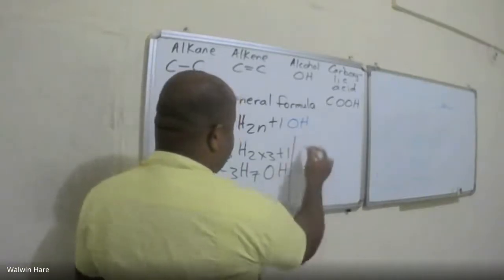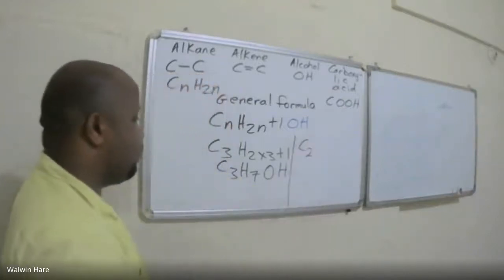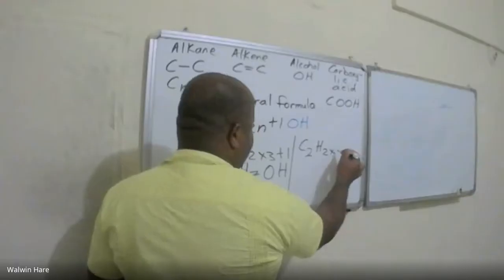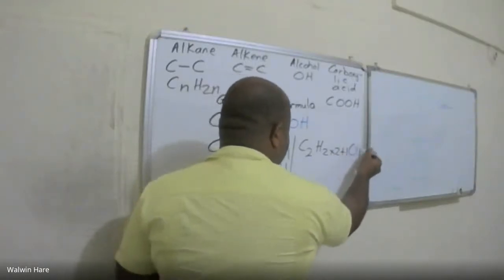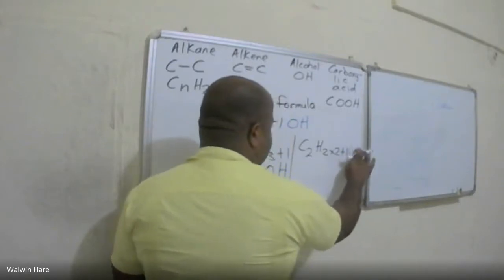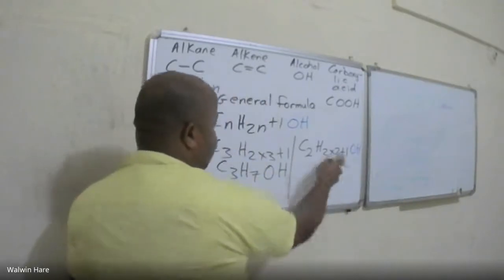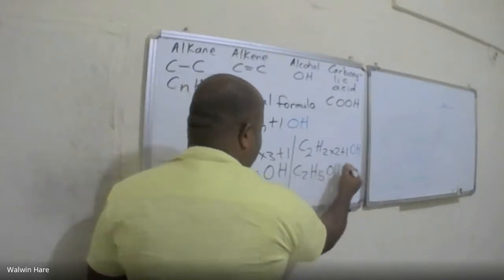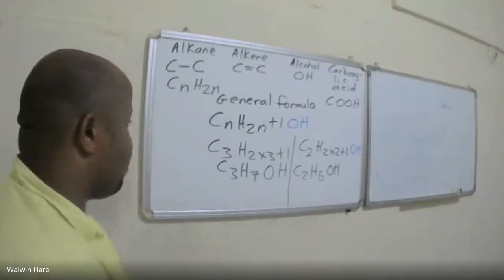Let's try the next one. How about if we have 2 carbons? Can you tell me the formula if it's 2? H5. Right. So it would be 2 times 2 plus 1, then OH. All right. So 2 times 2 is 4, and 1 is 5. So that person is correct. C2H5OH. Right. So that's how you use the general formula for alcohol.